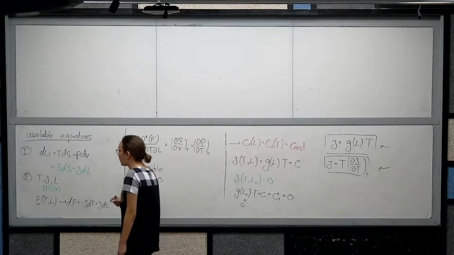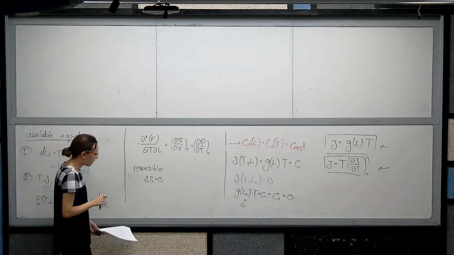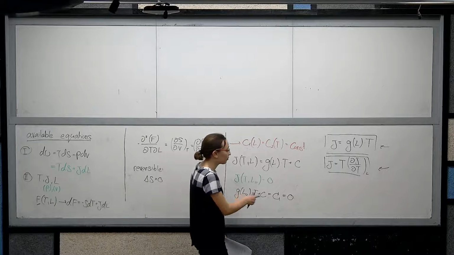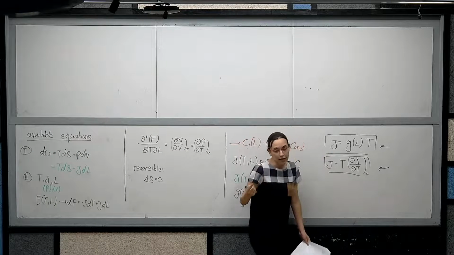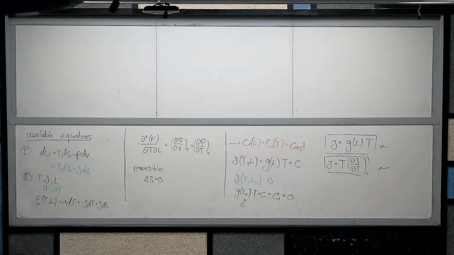Okay, so we always start with those 3 equations, and then we see if we have an equation of state, and then we go to the question and see if we can get from there any other equations. Okay, any questions?